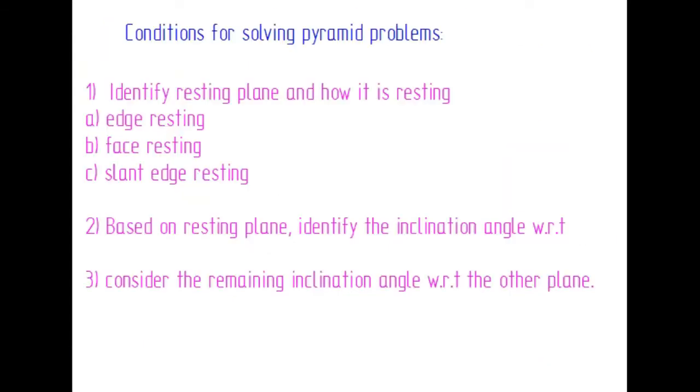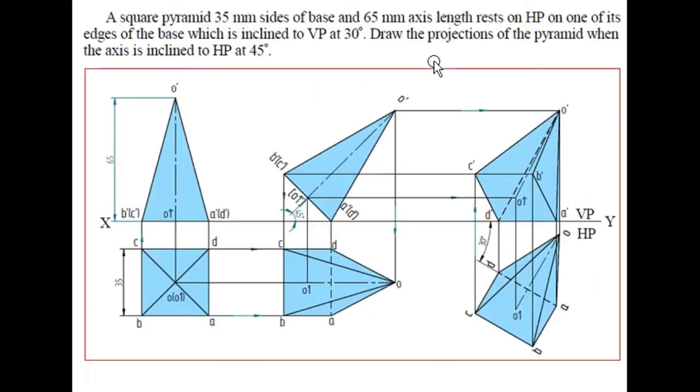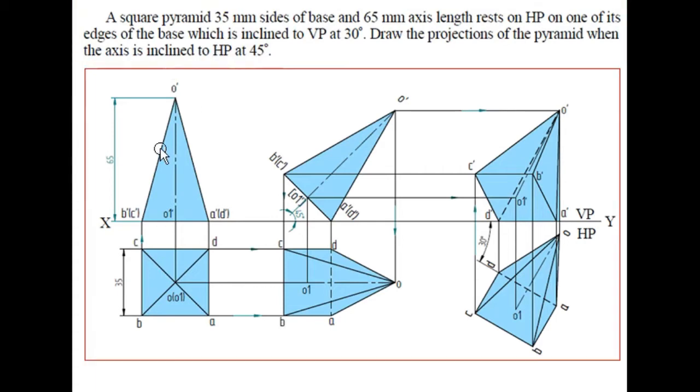Now what is the second condition? Based on the resting plane, identify the inclination angle with respect to that. So the HP plane is the resting condition, right? Where the pyramid is resting, and we have to check the inclination angle with respect to HP. So here you can see the pyramid when the axis is inclined to HP at 45 degrees. So it says that the axis is inclined at an angle of 45 degrees with respect to the HP plane. That will be seen in the VP plane, right? So that is why the axis has been inclined at an angle of 45 degrees, and this view is tilted such that the axis will be at an angle of 45 degrees.